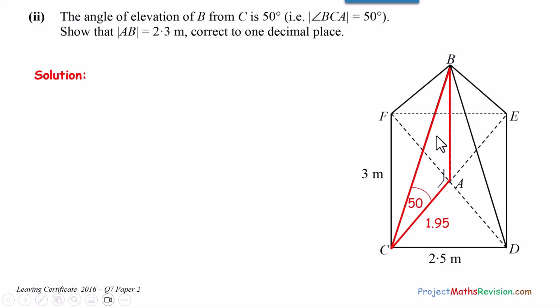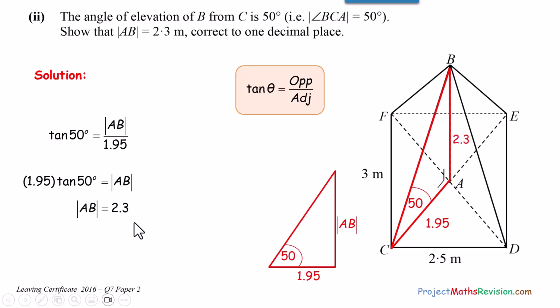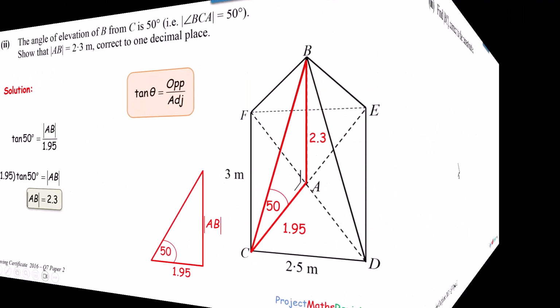So once again, let's take this right angle triangle out. So here we have it. And we're looking for the length AB. So we can use tangent. Tan of 50 is the opposite over adjacent, which is AB over 1.95. So therefore, 1.95 times tan 50 is AB, which is 2.3 meters.